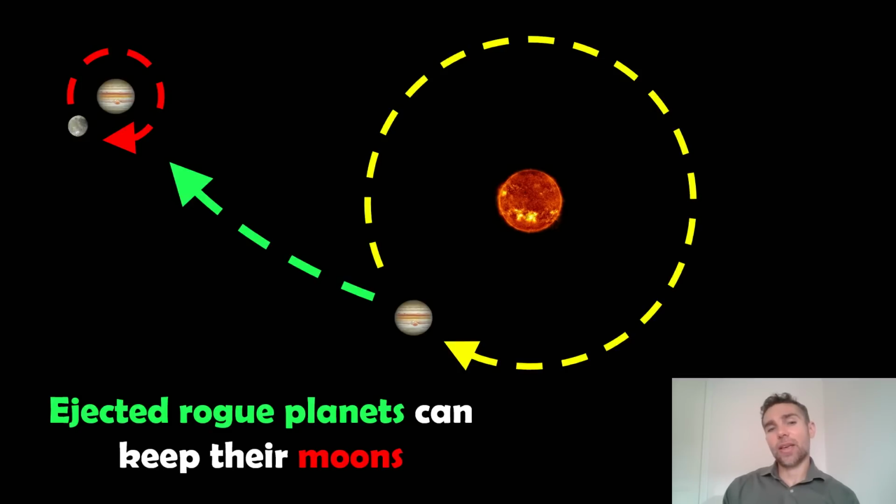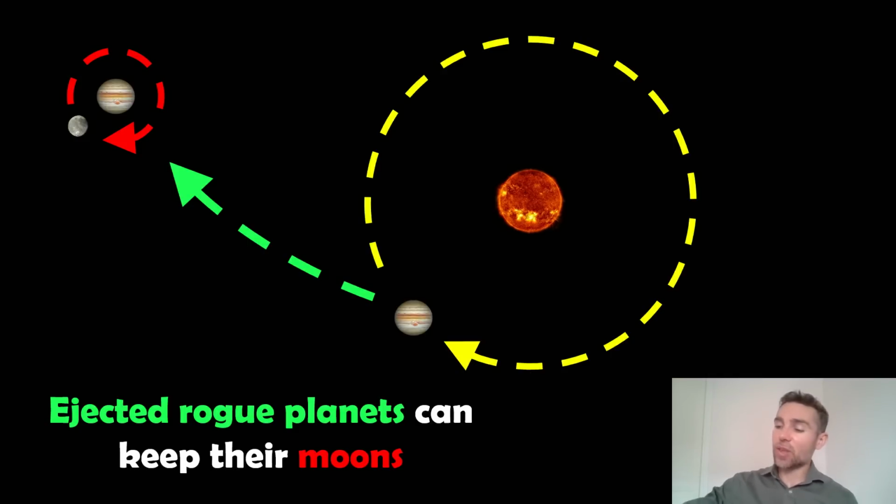So, can these ejected planets actually keep their moons? Let's say Jupiter gets scattered out of our system. It's got lots of moons. What happens to its moons? Well, they can actually keep their moons. It depends on a few different factors, but basically moons close to the planet can actually be retained by the planet, so they get ejected out and they still have their moons. So that's quite interesting.